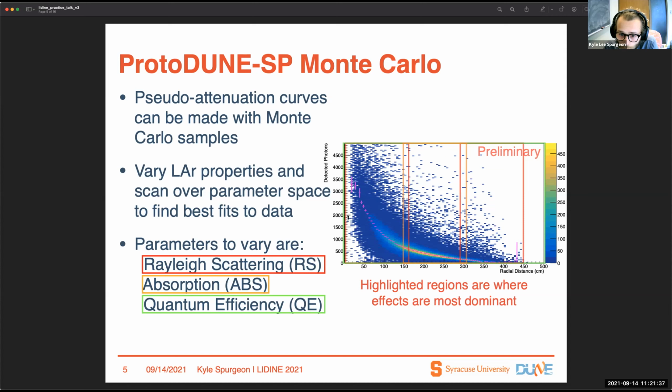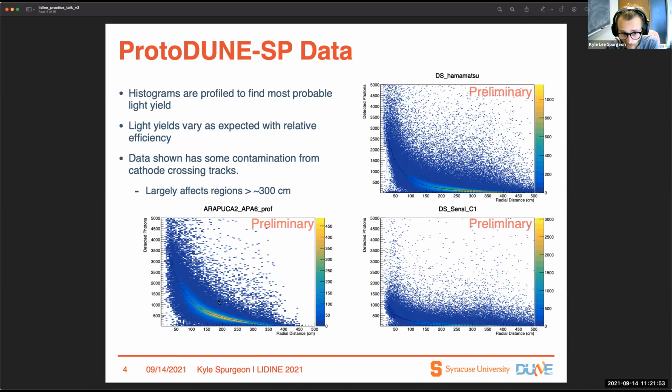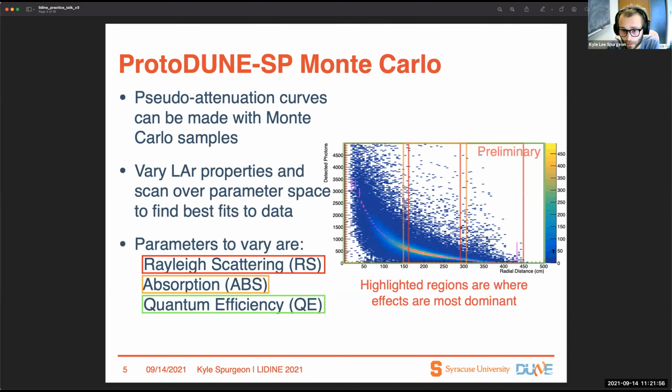To generate this Monte Carlo, we use a ProtoDUNE geometry and a single particle gun. Every muon that goes in is generated at a track start point and velocity or direction vector that comes from one of the data tracks. So we take all of the start points and directions of the tracks that go into these plots and regenerate those tracks in Monte Carlo to reduce systematics. And then we vary the properties of the liquid argon and we scan over this parameter space to find what best fits the data. So the parameters to vary here are the Rayleigh scattering length, the absorption of the liquid argon, and the quantum efficiency.